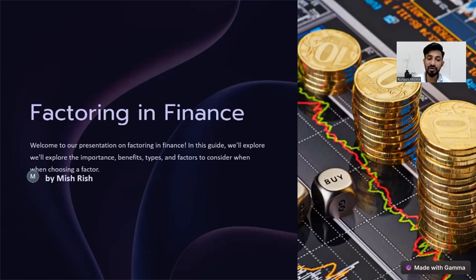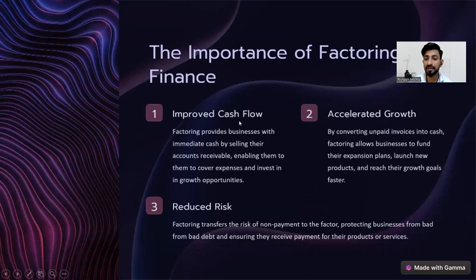So this presentation on factoring is going to guide us about the importance, benefits, types, and factors to consider while choosing factoring finance. So, firstly, let us understand what is factoring. It is not written over here, but basically, factoring involves a person who is known as a factor. The factor is the middleman in the process of factoring.